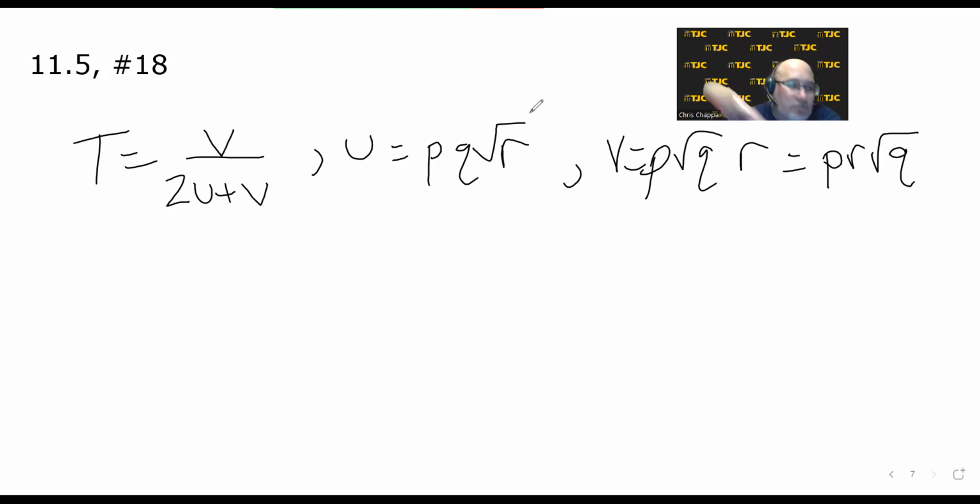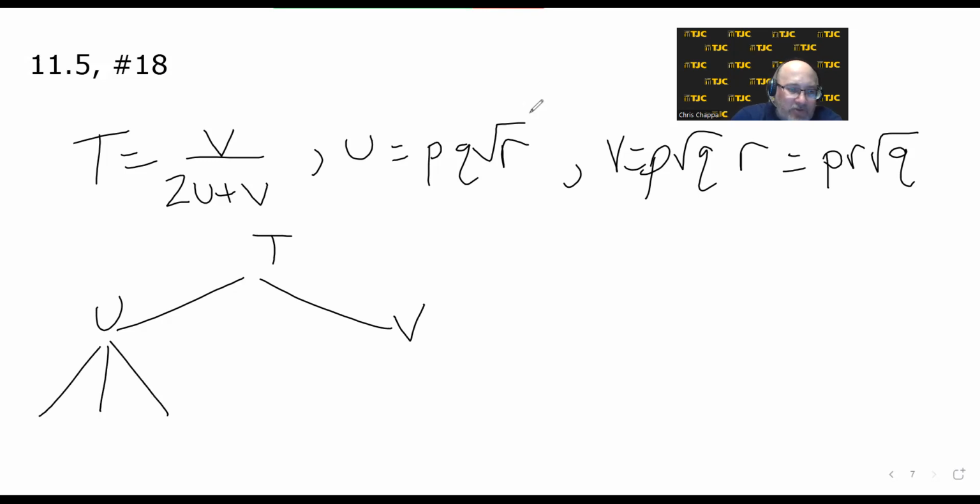Whatever. All right, so we need to find 3 partials and evaluate them at a certain point. Before we get into this, why don't we find all our derivatives that we can find? Oh, good grief. I'm thinking about the tree for this. We have t, which is a function of u and v, and each of u and v are functions of p, q, and r.